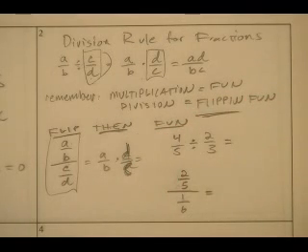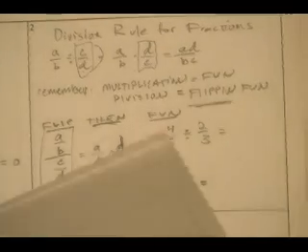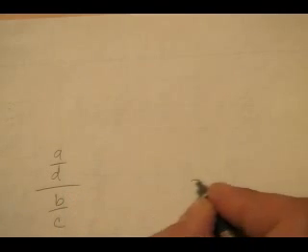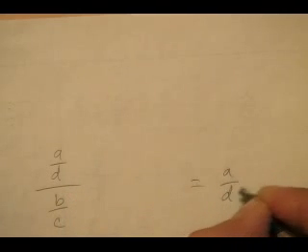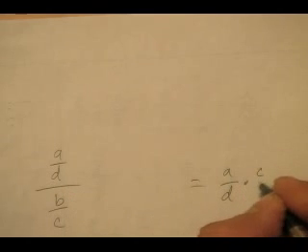Why does this always work? Well, I'm going to show, oh man, why did I start this? I didn't do a thing, but I'll show you right here. Scrap paper. Isn't that great? Why is a over d divided by b over c equal to a over d times c over b?